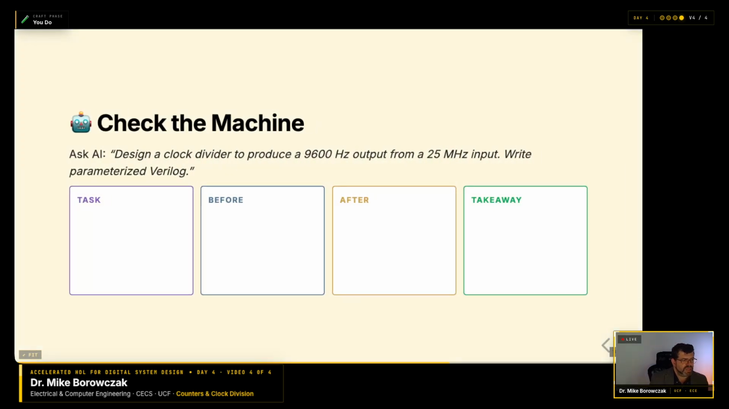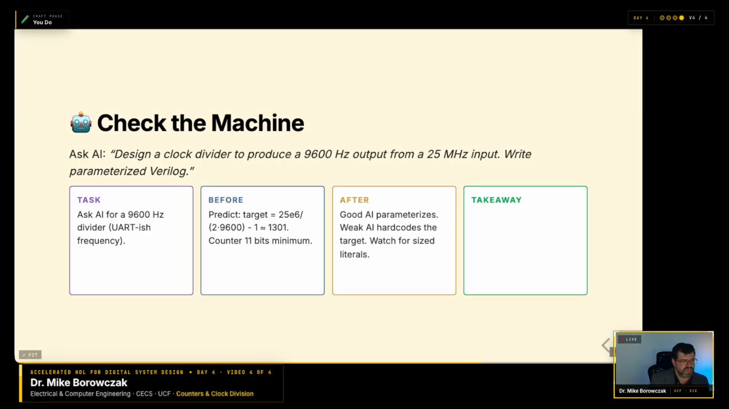Okay, something you can do: design a clock divider to produce a 9600 hertz output from a 25 megahertz input, and write parameterized Verilog. You could ask an AI to do this. You can do the prediction on what you expect to see, about 11 bits for your counter, and also the target count. If the AI is good, it's going to create a parameterized version of this, which would allow you to change that frequency if you needed to. Otherwise, you're probably going to get a hard-coded target. So we're going to see this in topic 11.